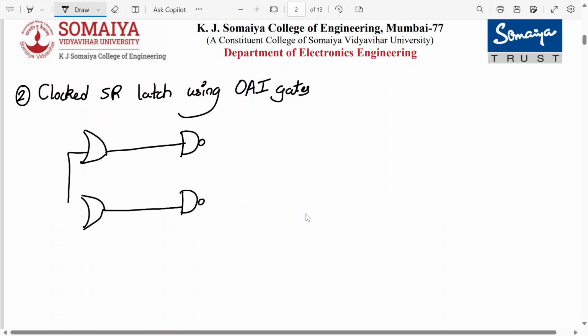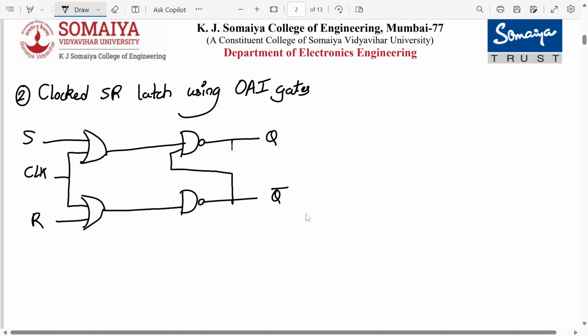So here one of the inputs is clock, the other one is S and R, and your output is Q. Here it is Q bar, and here you connect a cross coupled connection. So that's the gate level schematic. Note over here S, R and clock are active low inputs.